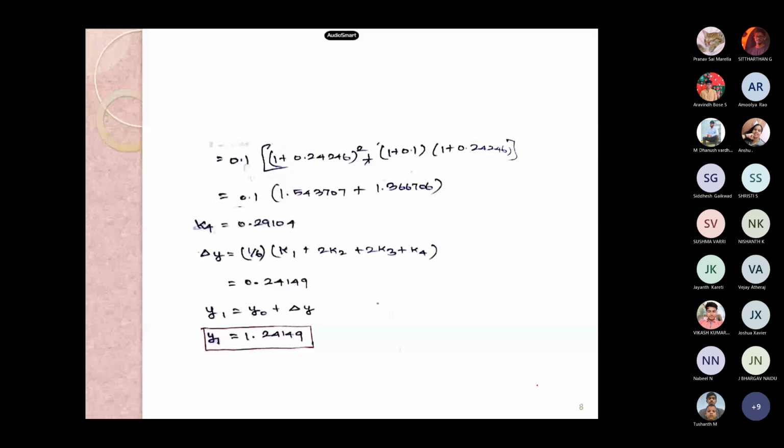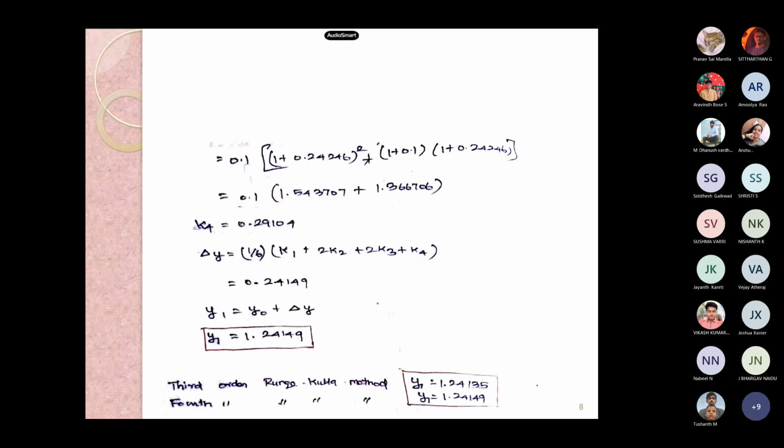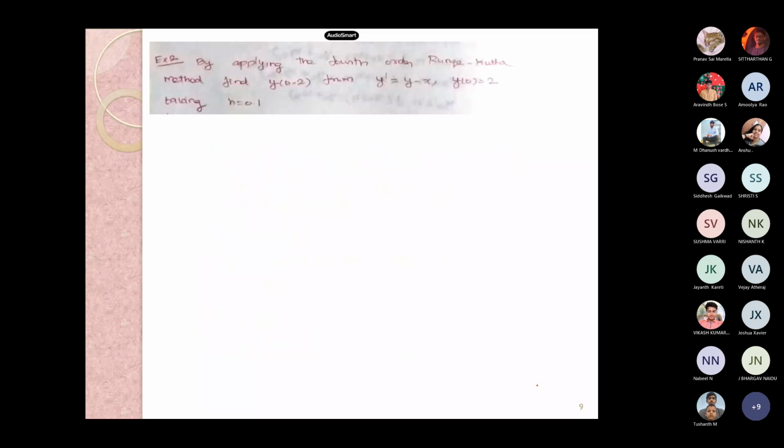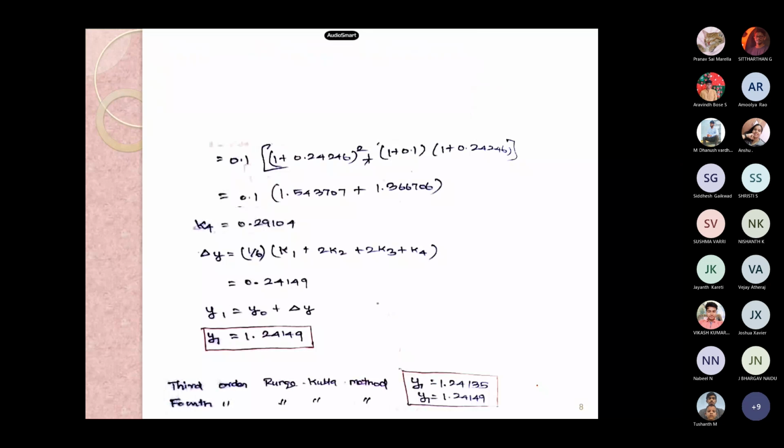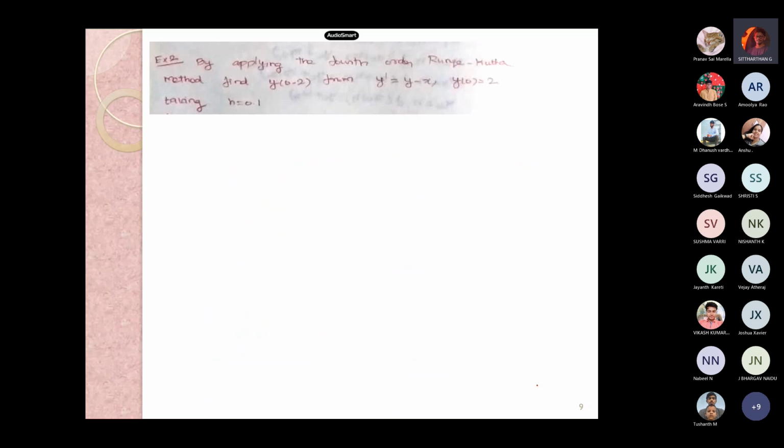Yes, this is the result of delta y naught, 0.24149. You accumulate it with 1 and you'll get y1 as 0.24149. Comparing the third order and fourth order, there won't be any difference up to 3 digits, but we have a difference in the fourth and fifth digit. Any doubts here? Any doubts in solving these Runge-Kutta third and fourth order problems? No, sir.